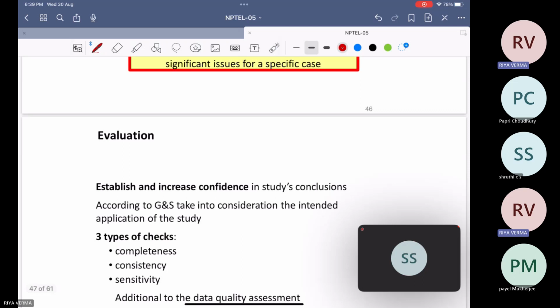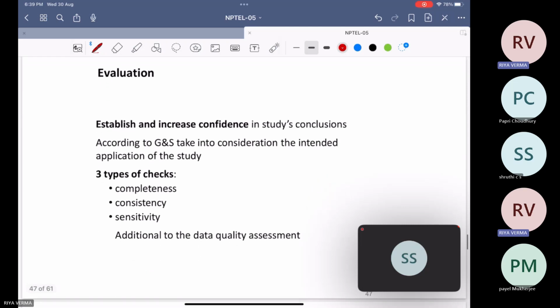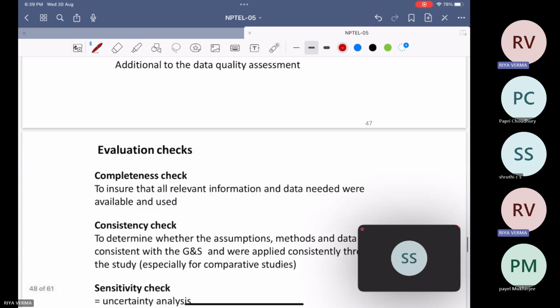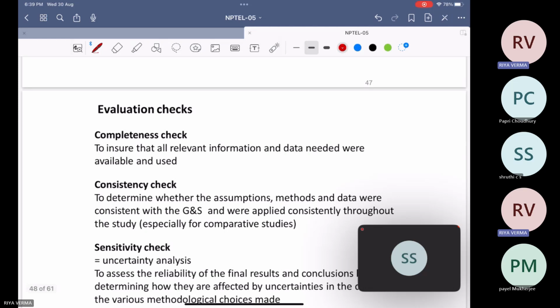Then coming towards the evaluation phase, here we establish and increase the confidence in the study's conclusions. According to the goal and scope, take into consideration the intended application of the study. Here we perform three types of checks: completeness, consistency, and sensitivity. According to the data quality assessment, how do we calculate completeness checks? We perform the completeness check to ensure that all relevant information and data needed were available and used.